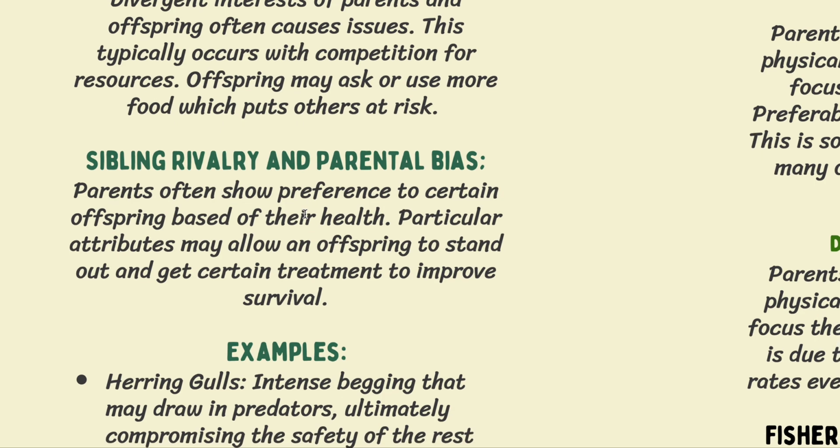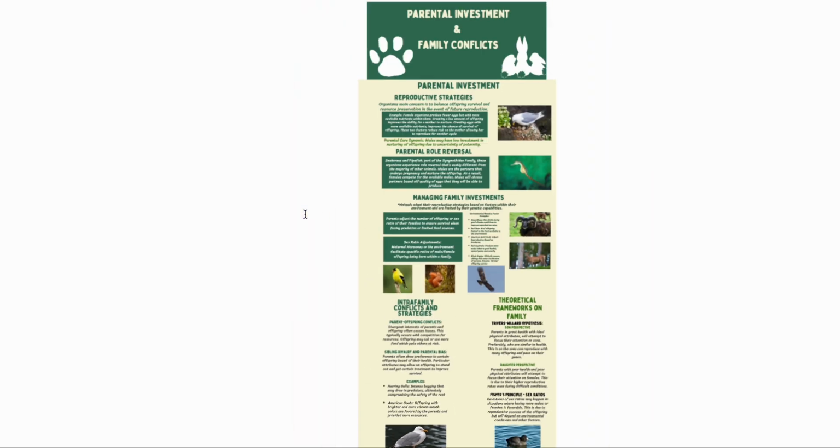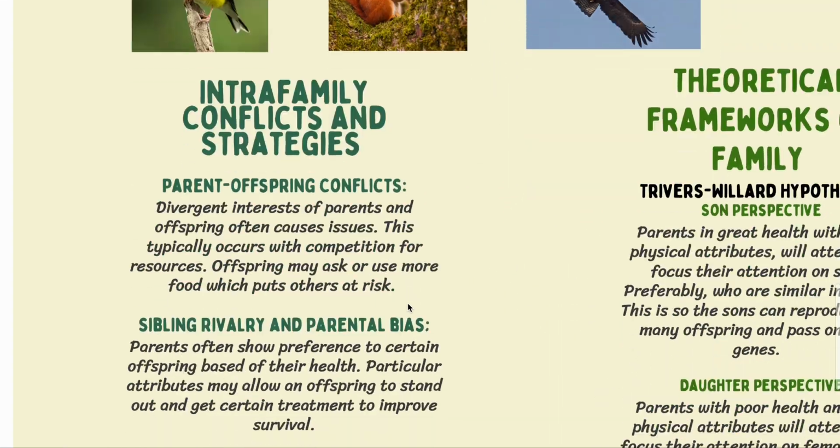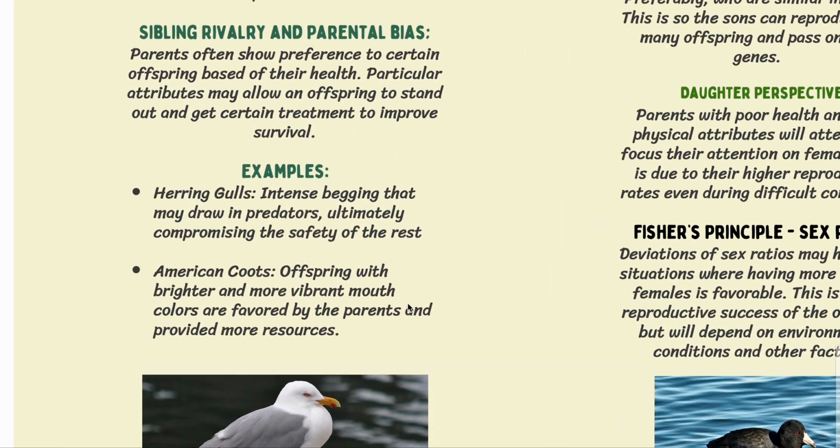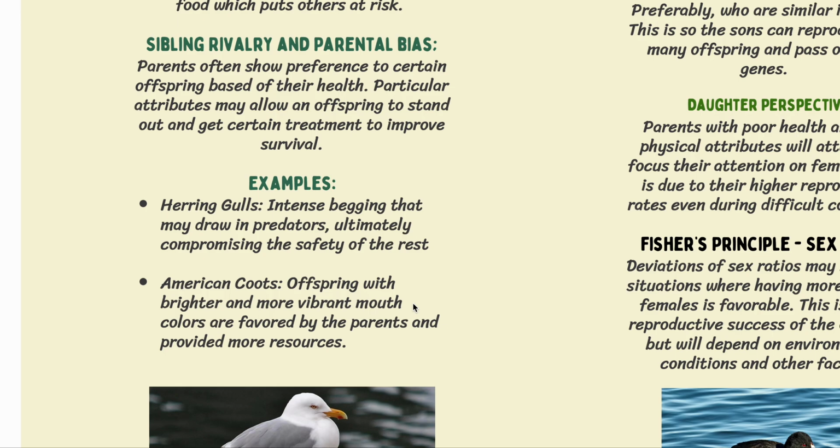An example of this is with herring gulls. So here's the little herring gull. Typically, herring gulls, especially the little kids, will perform intense begging from the offspring. This has a potential to draw in predators, which could compromise the rest of the family's safety.